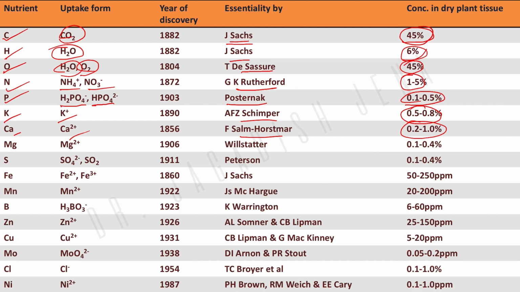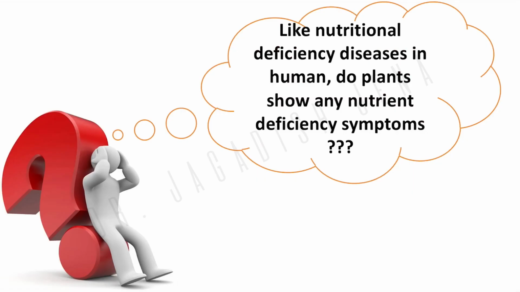So like this, there are several, all the essential nutrients are here. You must remember all these forms of uptake because they are essential from your examination point of view. Then the essentiality, who proposed the essentiality, then the concentration in the plant system. Okay, so this is the table, you will get an idea.